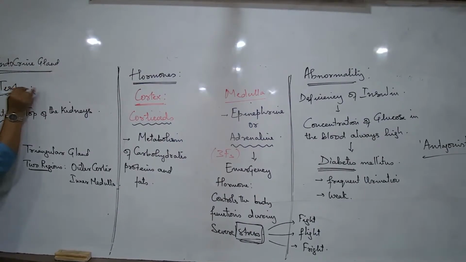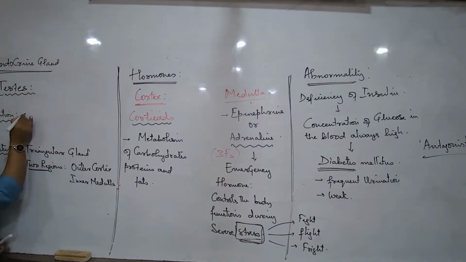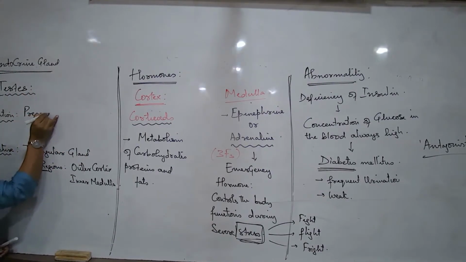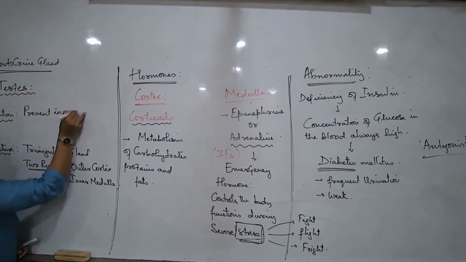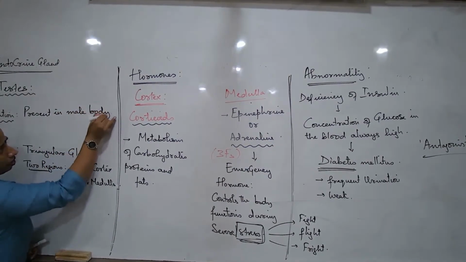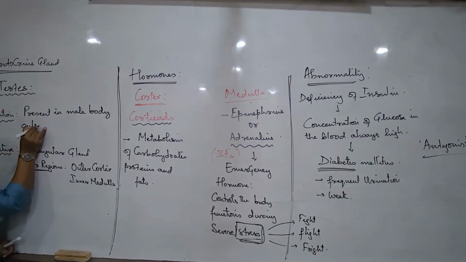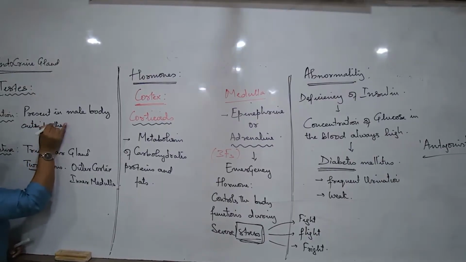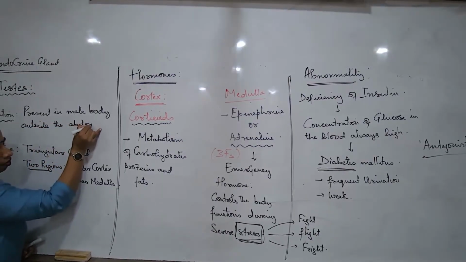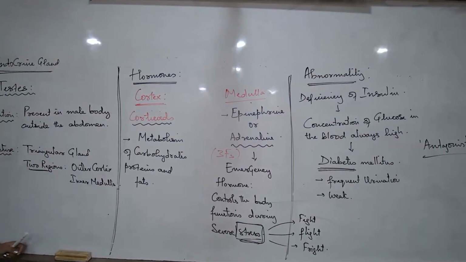We talk about the testes, the first organ, the first gland. It's a reproductive organ plus it is an endocrine gland also. So we talk about the testes, the first organ. What about the location? The location is present in the male body. It is present in the male body outside the abdomen. So that is the location.